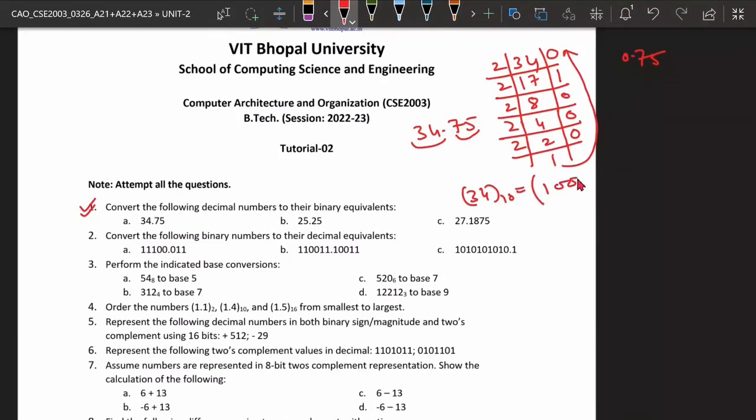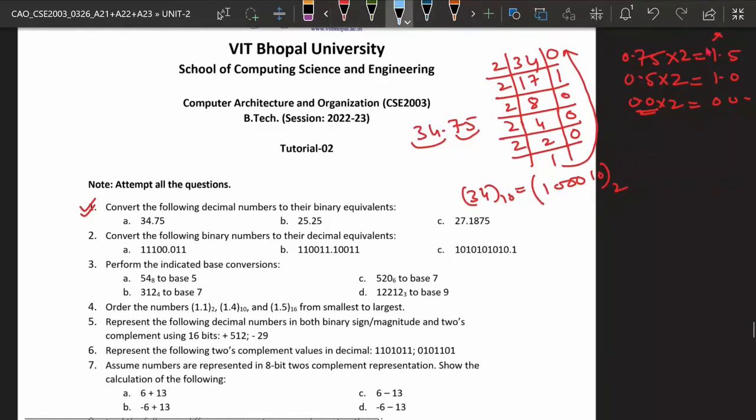Similarly, for 0.75, we will be multiplying it by 2. After multiplying, the result is 1.5. So 1 will be the integer part we will be considering for the answer, and the remaining fraction will be multiplied again by 2. So it is 1.0, and then 0 is there. Once it is 0, 0 into 2 will always be 0. So after the fraction part comes 0, there is no need to multiply. So the answer will be 1 and 1. From up to down, it will be considered. So 0.75 is equivalent to binary 0.11.